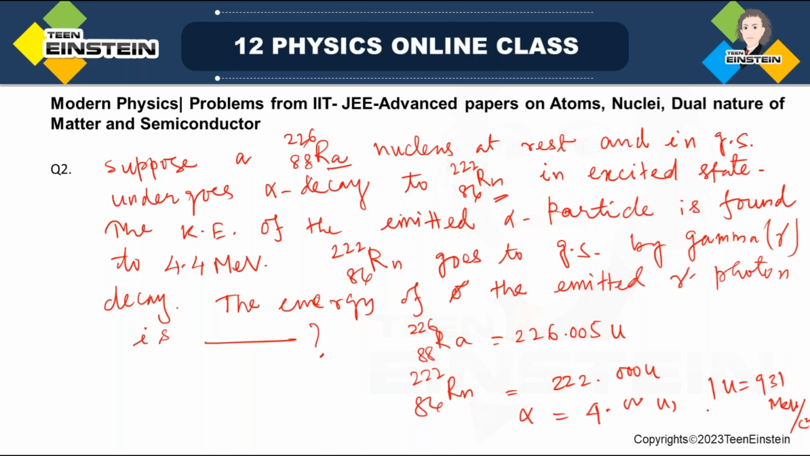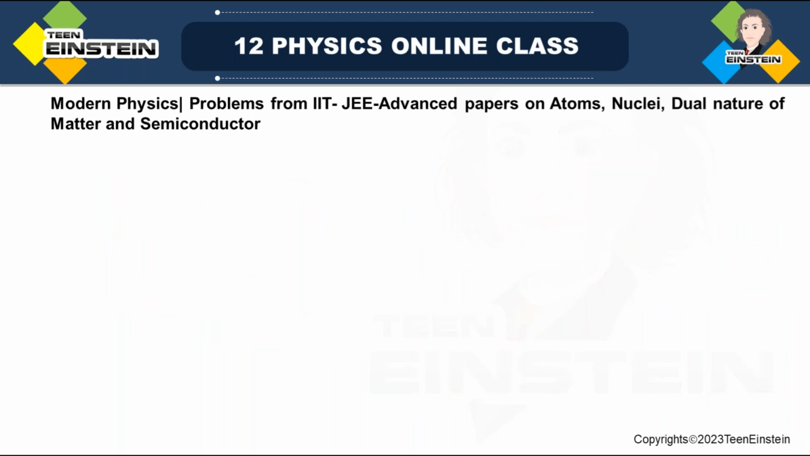Here the radium nucleus is undergoing both alpha and gamma decays. Initially it undergoes alpha decay, radium goes to radon, and radon is in an excited state. To come to the ground state, it undergoes further gamma decay. So you have to find the energy value of the gamma photon. Here, how do we calculate the energy released in any reaction?